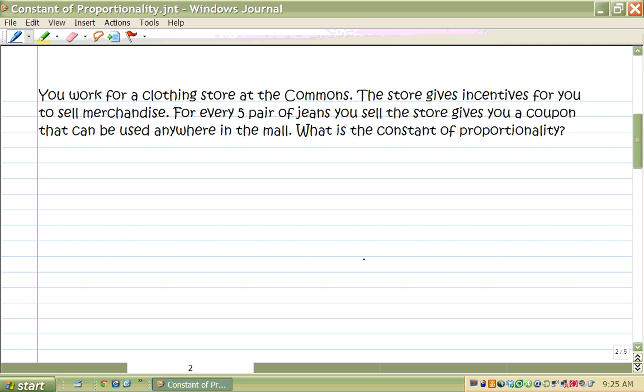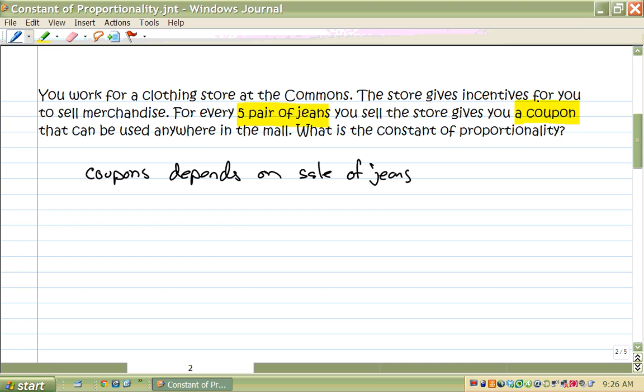Well, you have to look at the information that's given to you. Okay, I have 5 pair of jeans and then a coupon. One of these is dependent on the other one. Which one do you think? Hopefully you say, oh, the coupons that I receive depend on the sale of jeans. However many coupons I get, well, that depends on how many jeans I sell.